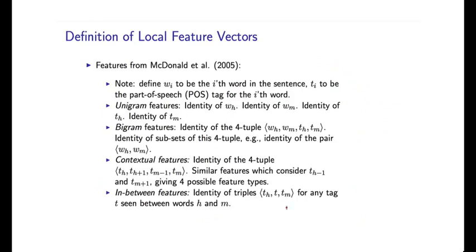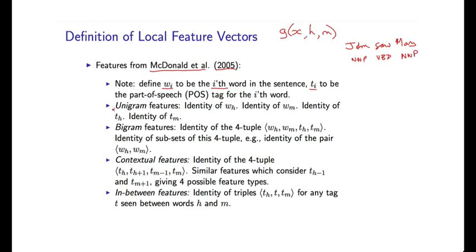To finish up this segment, let me talk a little bit about the kind of features that McDonald actually used. They're very similar to the features I showed you. Remember, a feature vector is going to take a sentence, a head word, and a modifier word. We'll define w sub i to be the ith word in the sentence, and t sub i to be the ith tag, the part of speech tag for the ith word. Again, we're going to assume that as input, we don't just have the sentence, we also have the part of speech tags for that sentence, because the part of speech tags can give us valuable information.